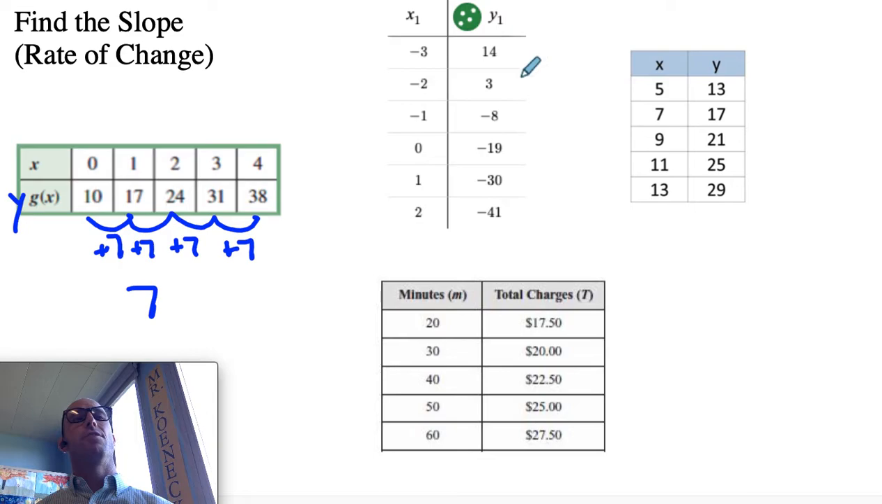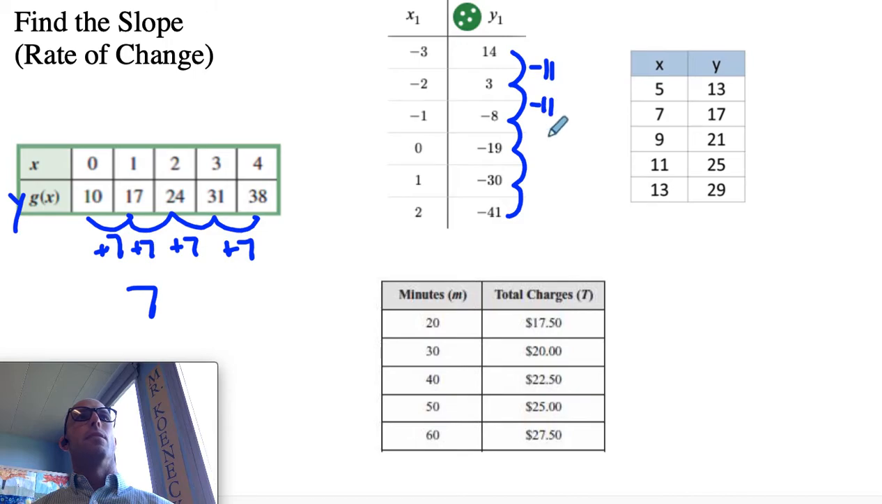All right, this table, just vertical instead of horizontal. Same idea though. If it's linear, it has a constant rate of change, which we also call the slope. And I want to find out what it is. Well, it looks like this one's decreasing. Let's see, decreasing by 11.